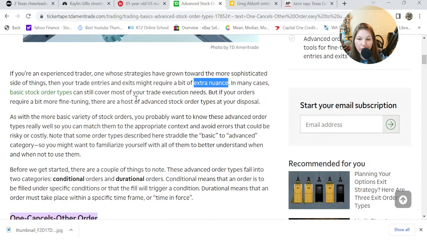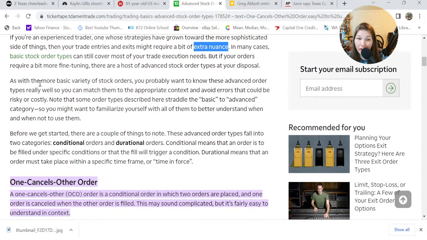You will need to make sure that you have a way to get out of a trade on either side of the trade, meaning above or below, because you don't want to lose your gains and you don't want to lose extra money. So advanced stock types, guys, we got to know them all, every one of them.